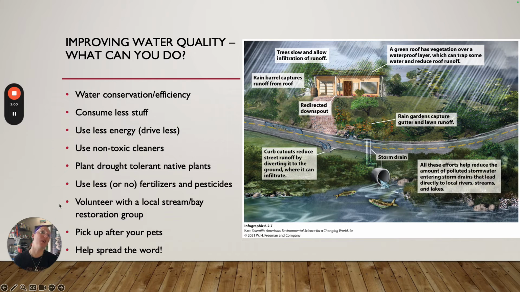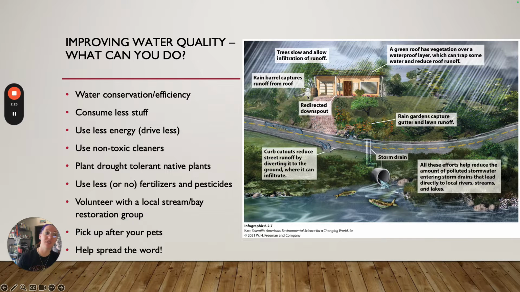So improving water quality. What are things that you can do as an individual? So there's this graphic here on the right-hand side, which is from your book, and it's showcasing stormwater runoff and what can be done in this case to help aid in filtering out the water before it makes it into waterways. So of course, planting trees, which allow infiltration of runoff.